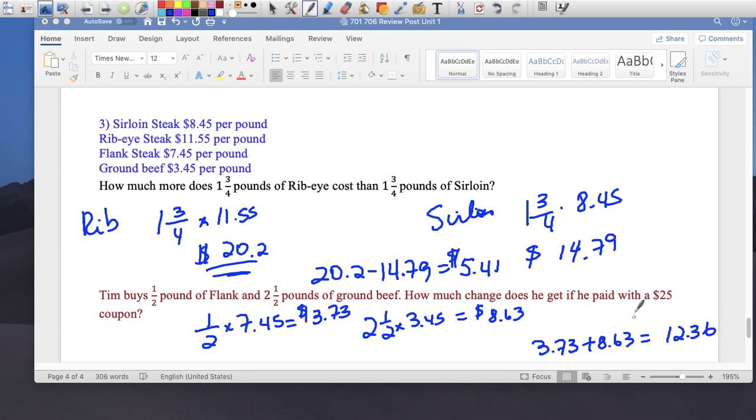Now he paid with a coupon, right? How much change did he get back? Well, 25 minus 12.36. It's going to give him $12.64. That's how much he gets back. Okay. So I think that's that.